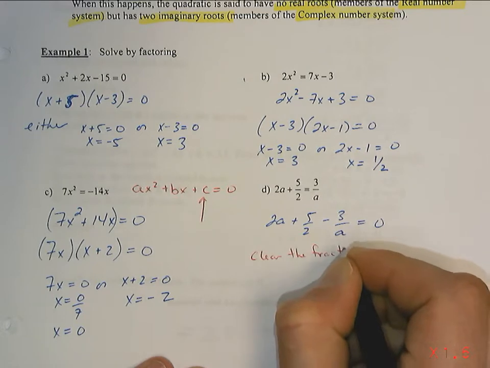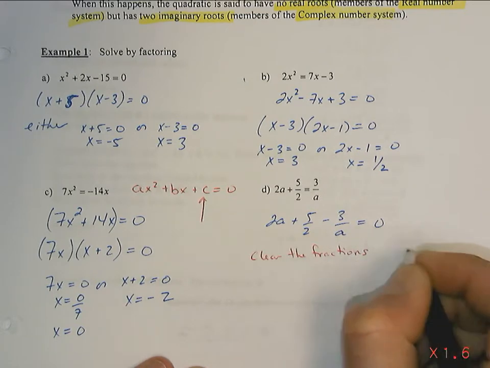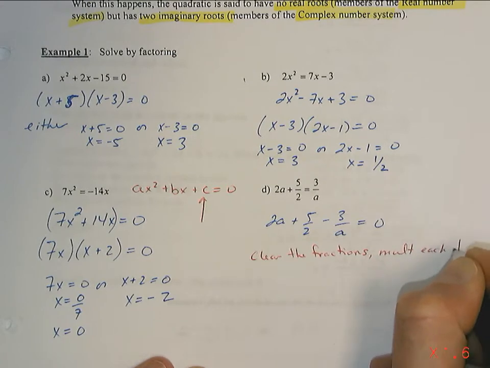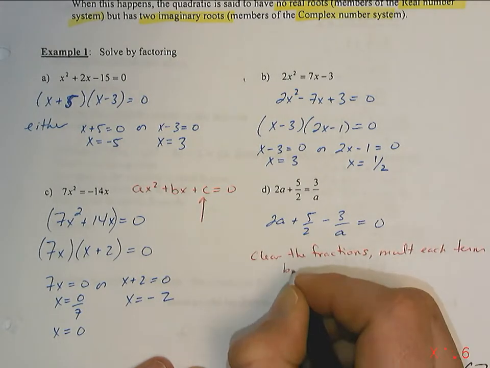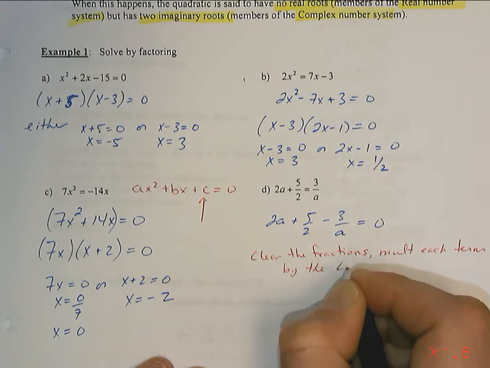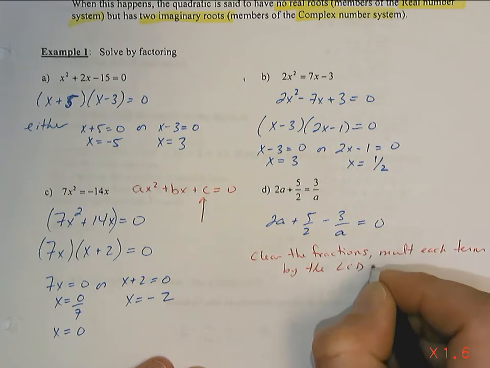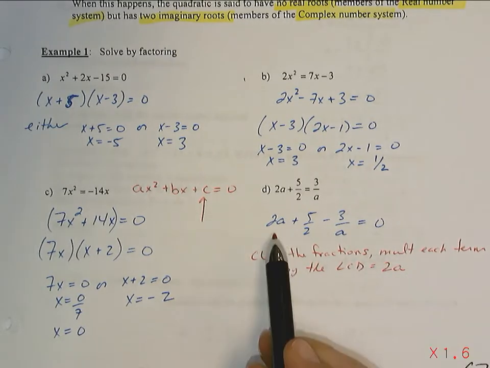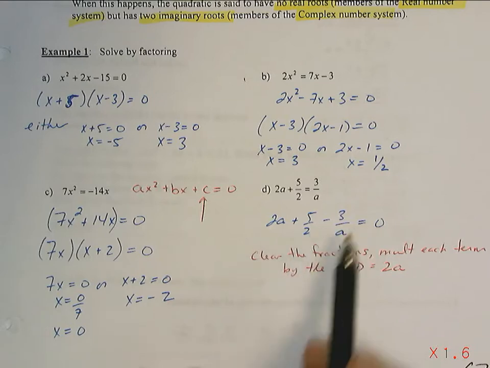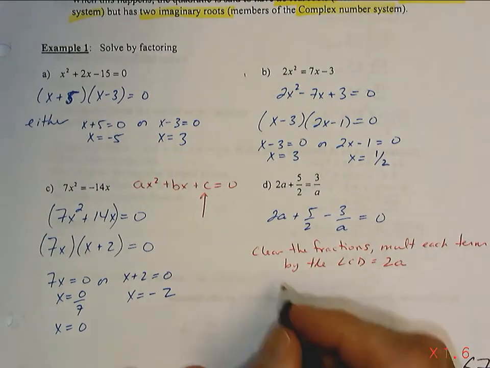And the way that it works is that you multiply each term by the lowest common denominator. Now in this case, the lowest common denominator is 2a. So I'm going to multiply this term, and this term all by 2a. Let's see what we get.